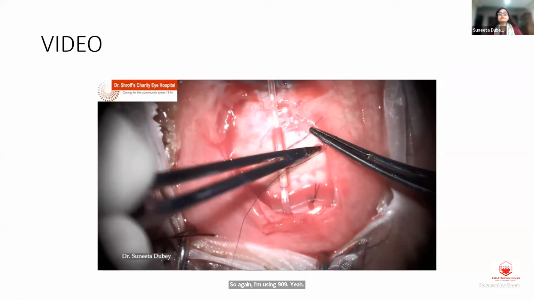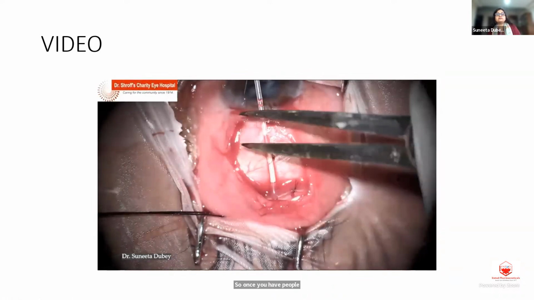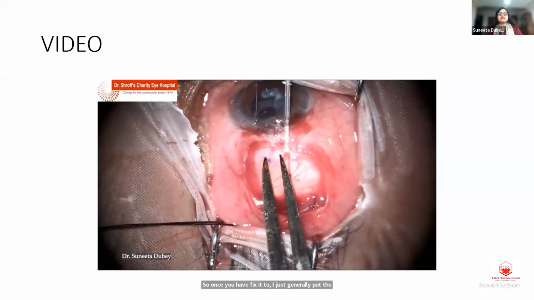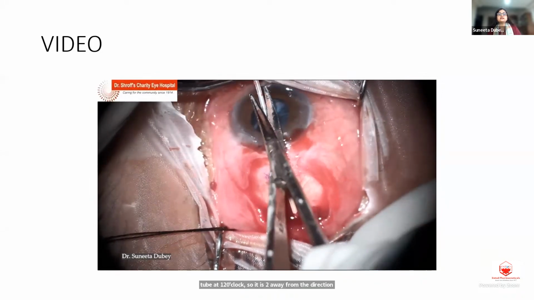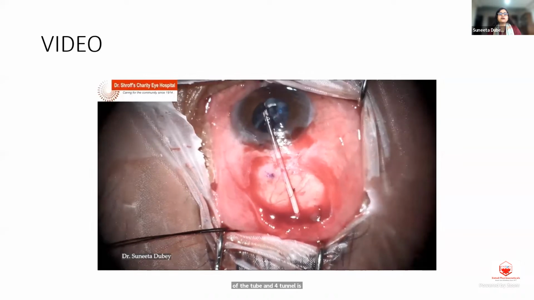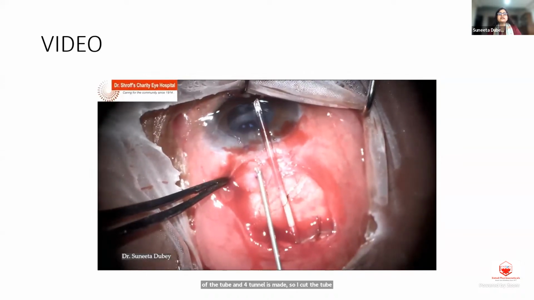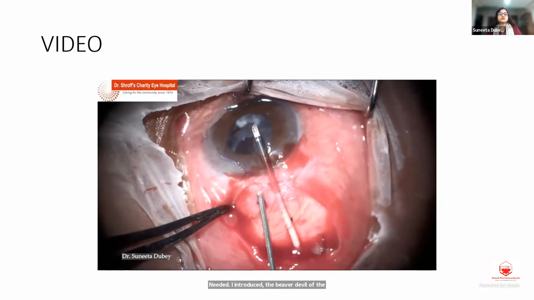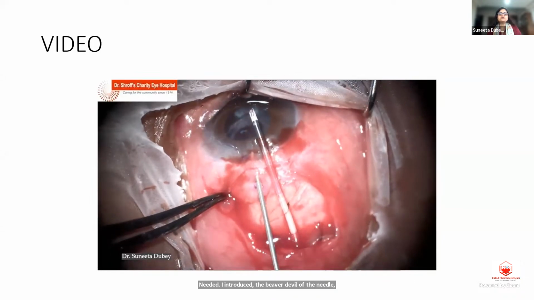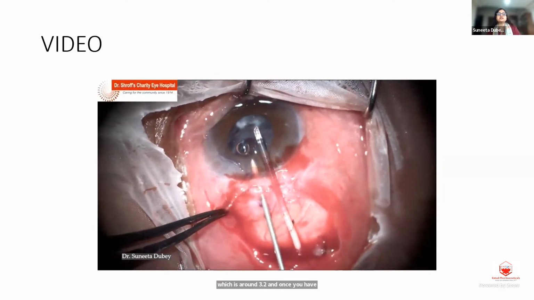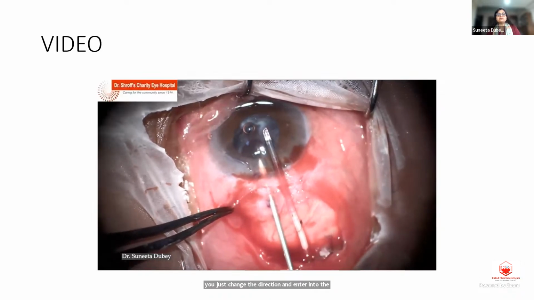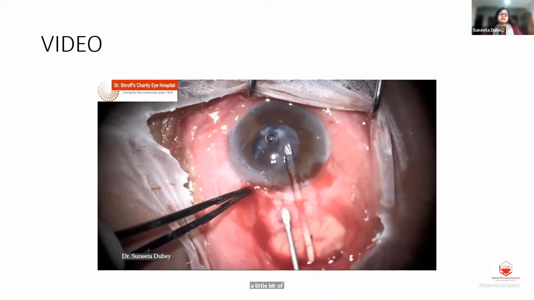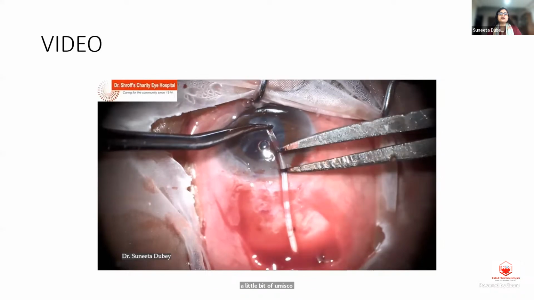Once you have fixed the tube, I generally put the tube at 12 o'clock. It is 2 millimeter away from the limbus, and a 4 millimeter tunnel is made. So I cut the tube here, and then with the help of this 23 gauge needle, I introduce the bevel of the needle, which is around 3.2 millimeter. Once you have introduced, then you just change the direction and enter into the anterior chamber. Since it's a valved implant, you can put a little bit of visco or Healon inside the anterior chamber so that immediately you can prevent hypotony.